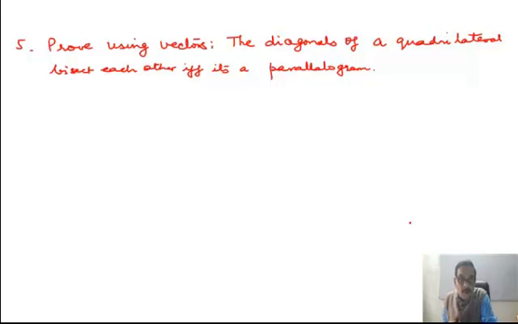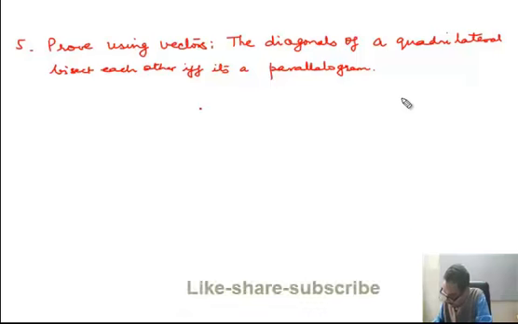Now we will see question number 5. Question number 5 is: prove using vectors the diagonals of a quadrilateral bisect each other if it is a parallelogram. We make the diagram.